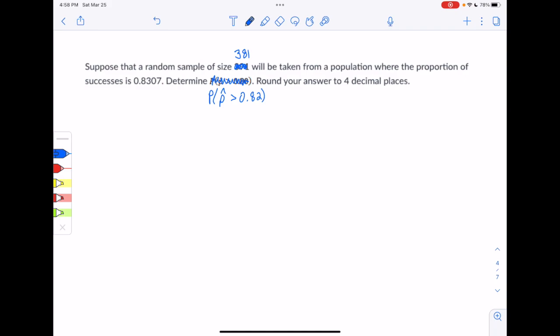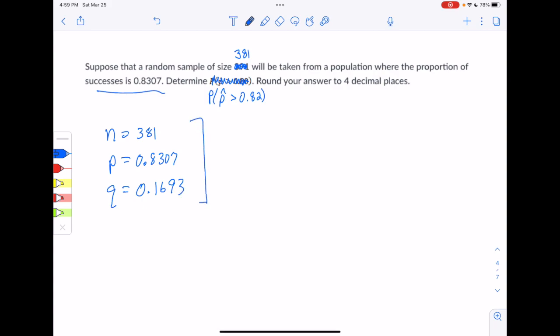So how are we going to find the probability that p hat is greater than 0.82? My hope would be that we would do it using area under a normal curve. If you're going to do that, you need to have a normal distribution, so we can check that real quick. n is our sample size, which was 381. p is the probability of a success in the population, which is 0.8307. And q is the probability of a failure, or 1 minus p, so 0.1693. So there's our n, p and q.